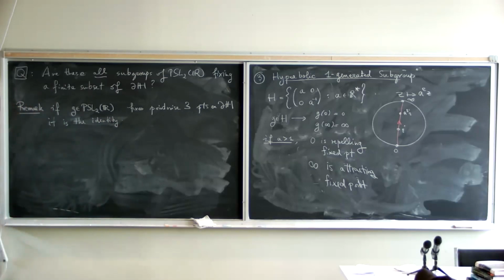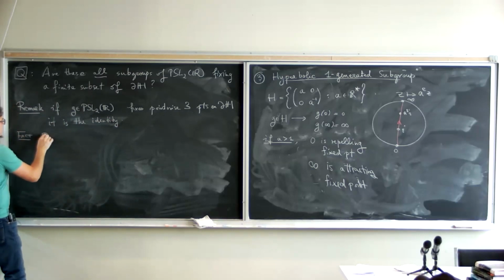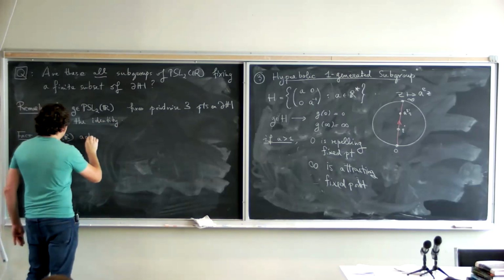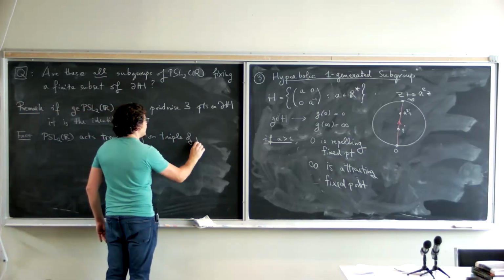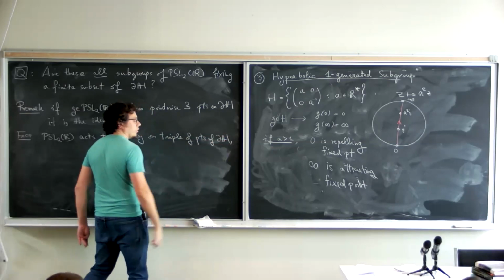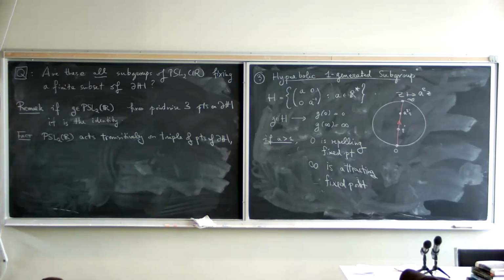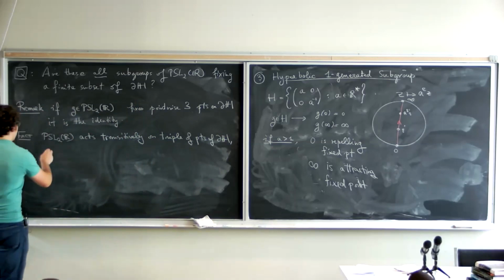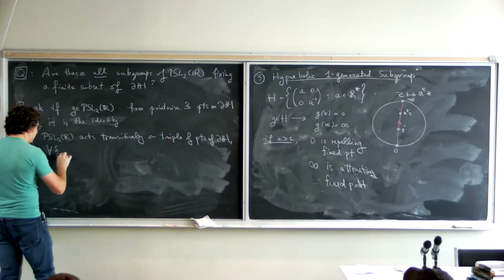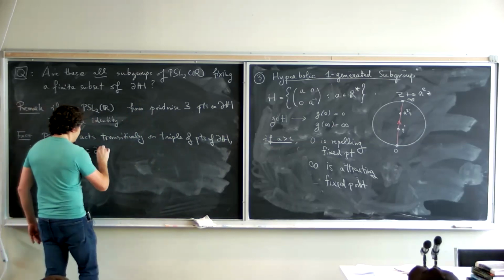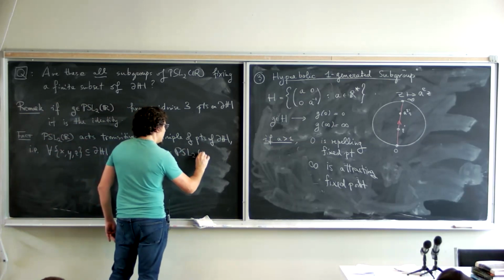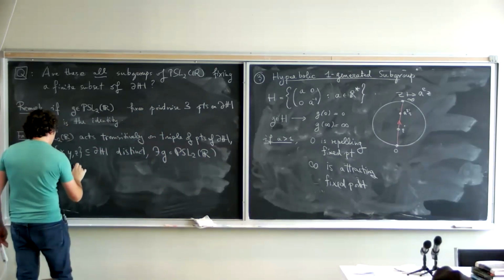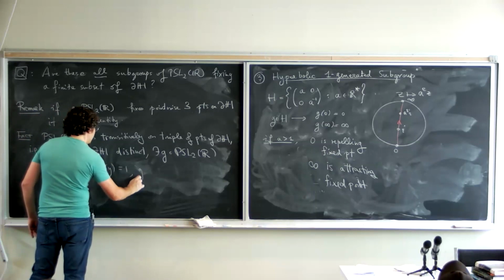In fact, we know that PSL2R acts transitively on triples of points of the boundary. So every time you have 3 points, there is a transformation that brings these 3 points to 0, 1, infinity. So for every distinct x, y, and z, there is G in PSL2R such that G of x equals 0, G of y equals 1, G of z equals infinity.